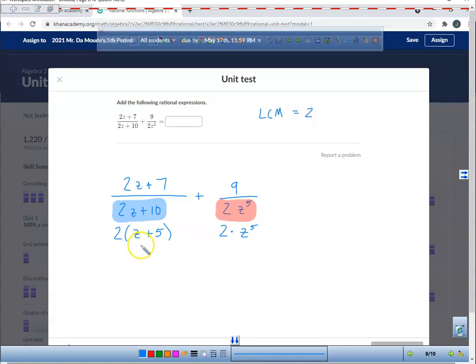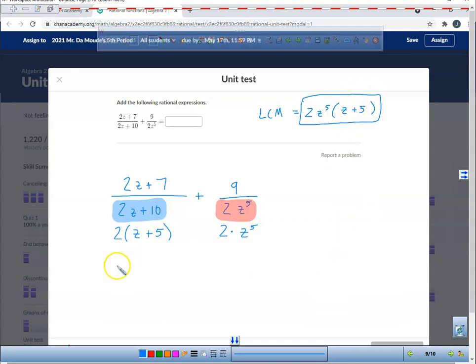What else has to be there? A z plus 5. What else has to be there? z to the power of 5. So our least common multiple is going to be a 2, a z to the power of 5, open parentheses, and a z plus 5. This is called the least common multiple, and it's going to be our denominator for both expressions. We've got to make this our denominator.